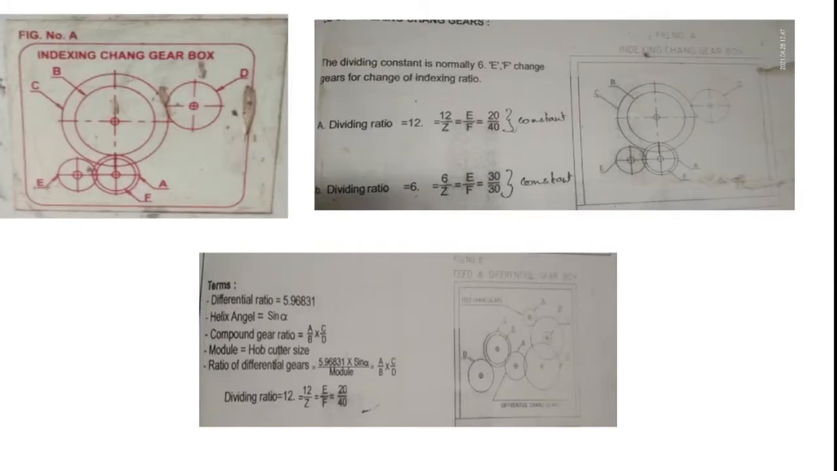The machine has an indexing mechanism. The dividing ratio is 12. From there I can calculate the indexing mechanism: 12 by Z is equal to E by F. The standard formula is available for a dividing ratio of 12. So here, 12 by Z, what is Z? Z is the number of teeth required on the gear.